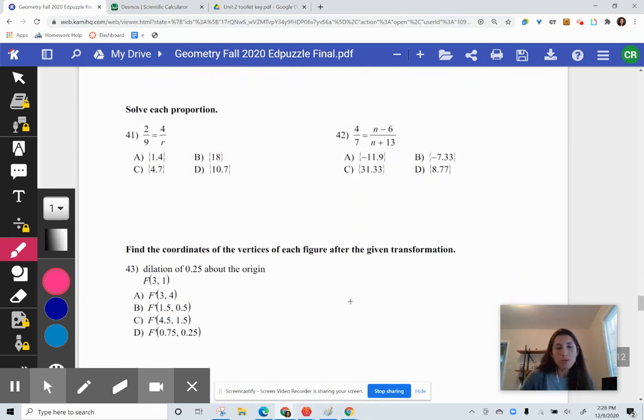Okay, we've got two proportion questions here. Our first one's pretty simple. Anytime you see a proportion, you're going to circle your cross products and multiply them to set up your equation. So 2 times r, that is 2r. And then you're going to multiply 4 with 9, 4 times 9. So this is 2r equals 36. Divide by 2 on both sides, and 36 divided by 2 is 18.